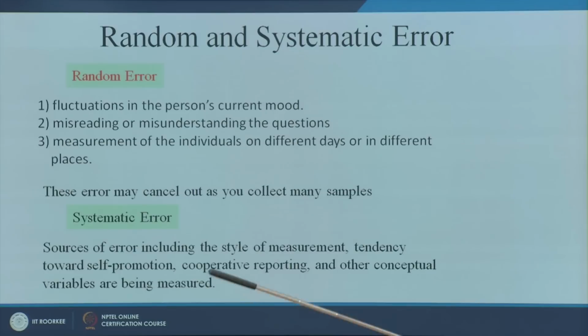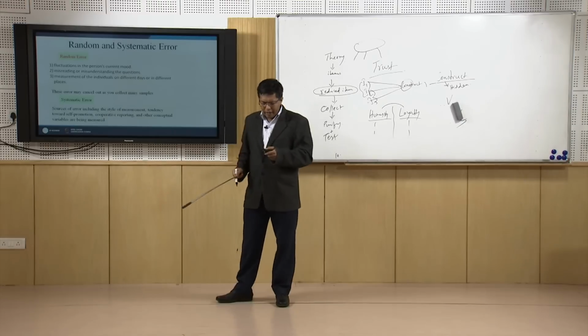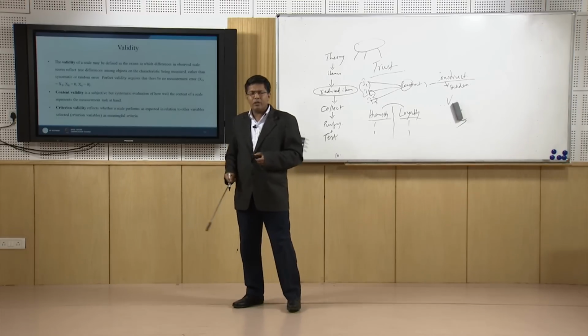So these errors happen randomly, but systematic error will happen due to sources such as the style of measurement, tendency towards self-promotion, promoting oneself, cooperative reporting, helping each other, which, as I had earlier said, is a kind of cheating basically, and other conceptual variables. So systematic error and random error should be minimum.